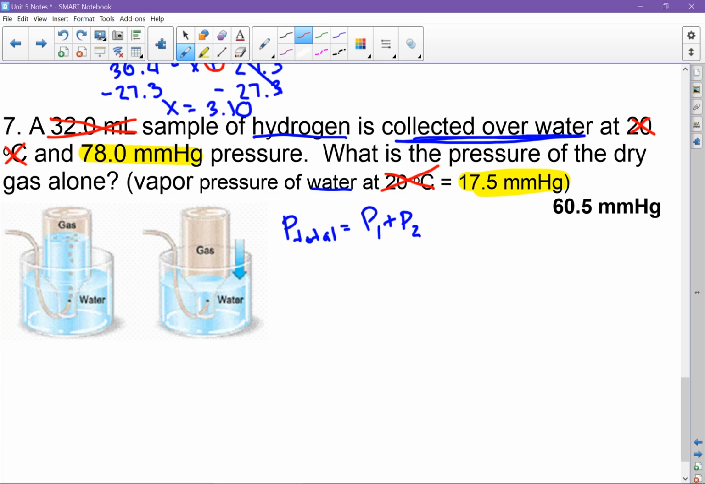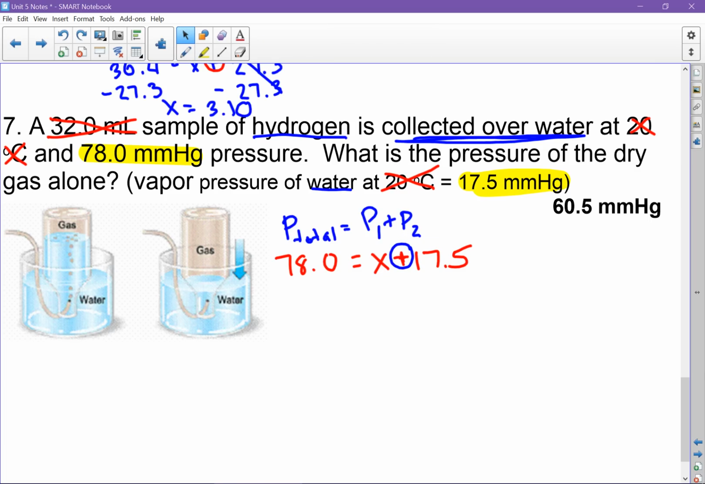So now let's see what we can put in. We're looking for the pressure of the dry gas. That's one of the partials. It gives me the total pressure, which is the 78.0. The other partial pressure is the pressure of the water. Okay. Notice that when we did this, you have to bring the plus sign down. If you forget to write that plus sign, it's going to make your algebra get messed up. Okay, so make sure to carry it down from above. Now we're going to remember to solve this. Because we wrote that plus sign, we're going to subtract 17.5 from each side.